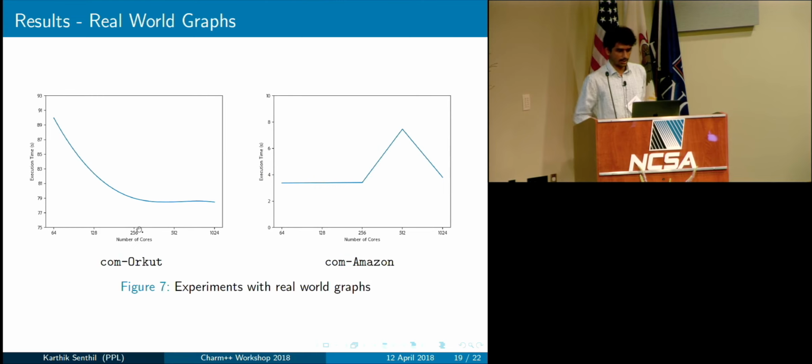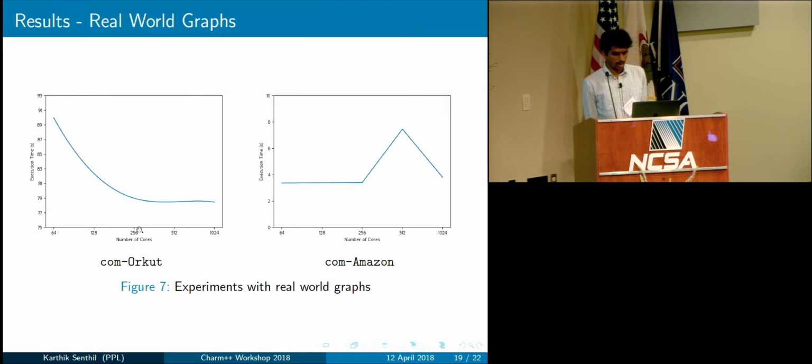We also did some evaluation with some real-world graphs. So you can see how COM-ORKUT shows a decreasing trend in execution time as you increase the number of cores up to 1K cores. But COM-Amazon does not show promising results. It's a very sparse graph, and you can see that, in fact, the execution time increases as I increase the number of cores.